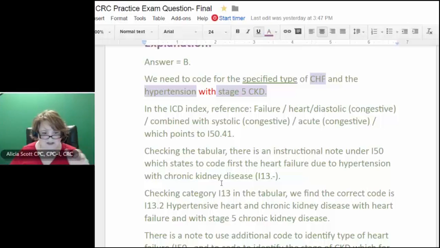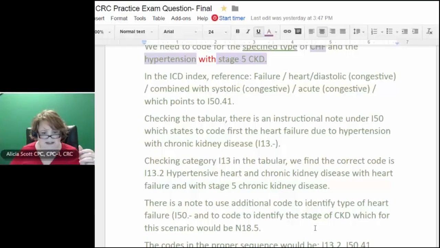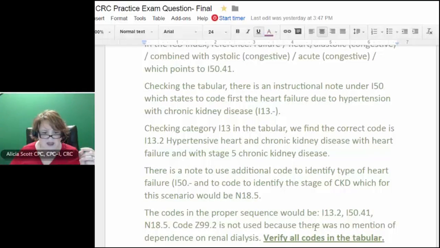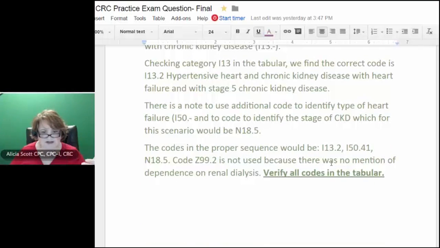And then when you check in the tabular, it tells you to do .2 for the hypertension and the stage 5 chronic kidney disease. Then you go on down, we did the N18.5. So ultimately our code, the correct answer is I13.2, I50.41, the chronic kidney code, and the Z99.2 is not used because the patient is not on dialysis.